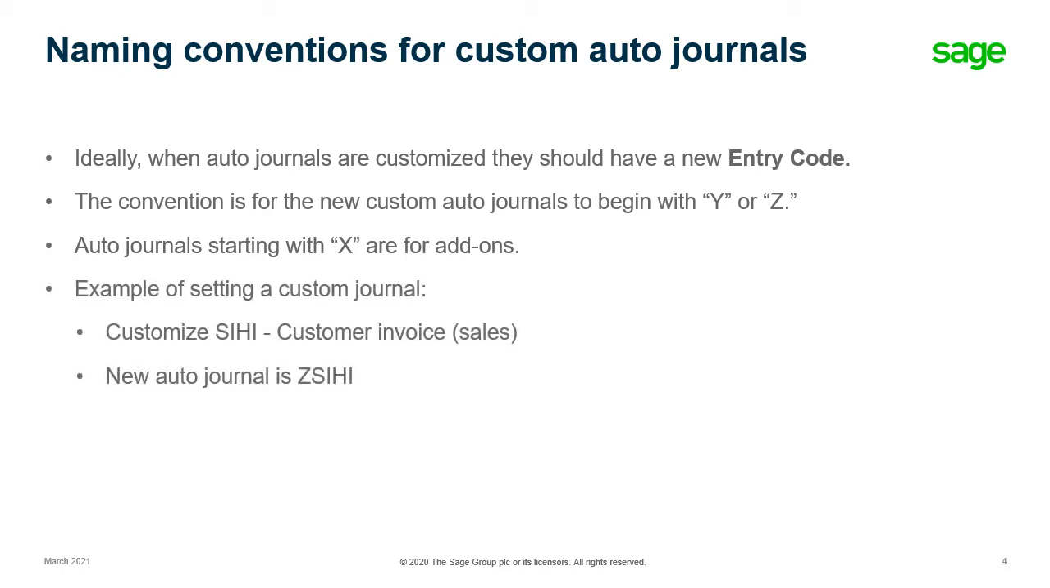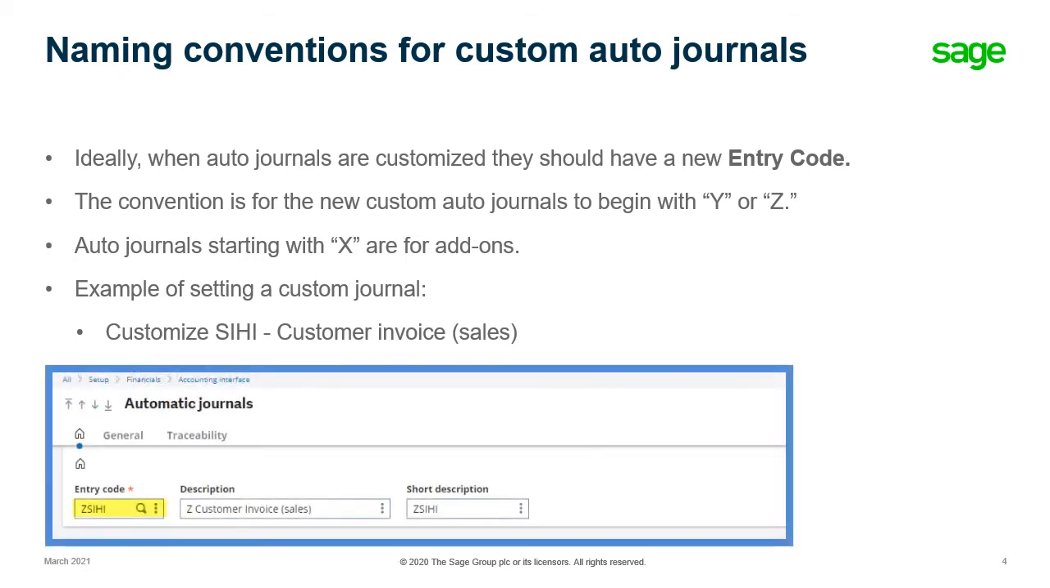So here's an example. We customize SIHI, Customer Invoice Sales, and we're going to call it ZSIHI. And there you have it in the automatic journal. The entry code is now ZSIHI. A very simple change to make.